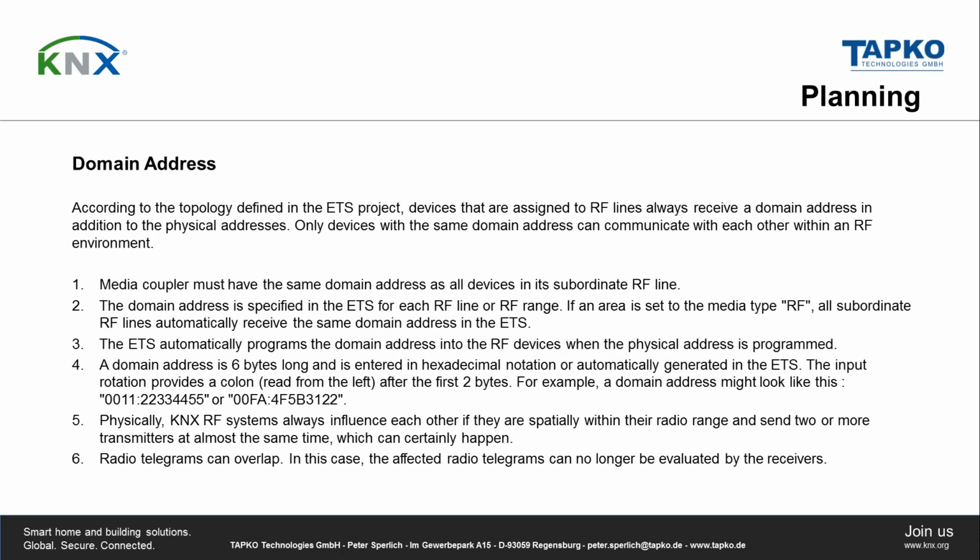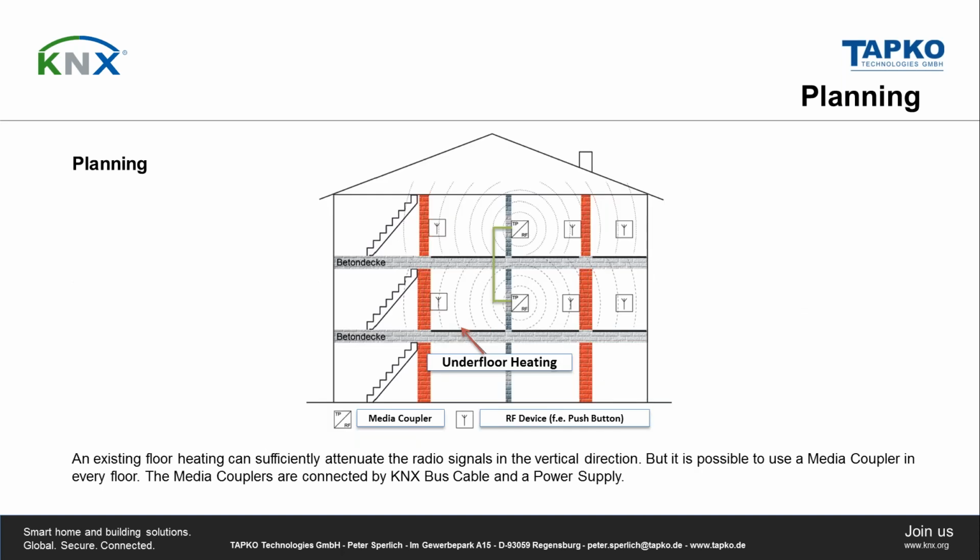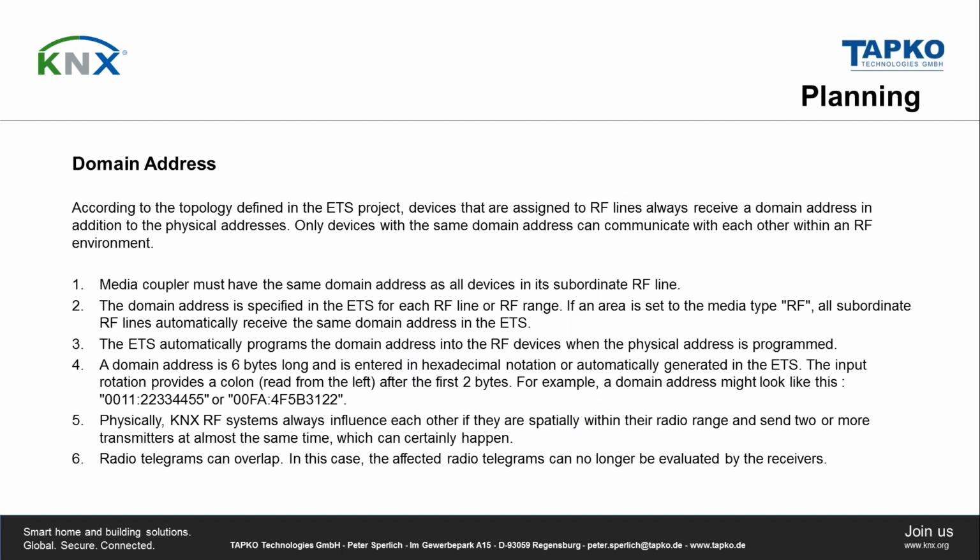When you think about having more than one family, for example, one family living on the first floor and the next family living on the second floor, it should not be possible that one device disturbs the other. Or when you're switching the light in the living room of Miss Müller, you are not sending telegrams to the other floor. So for this, in the ETS, there is a so-called domain address.